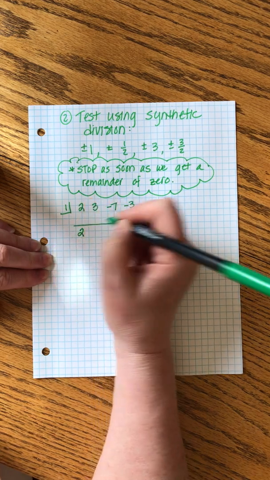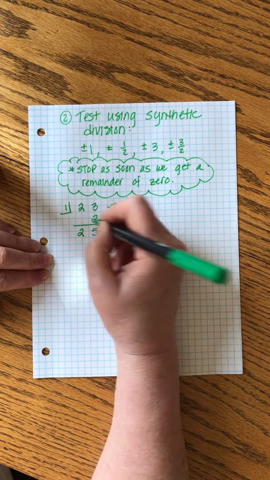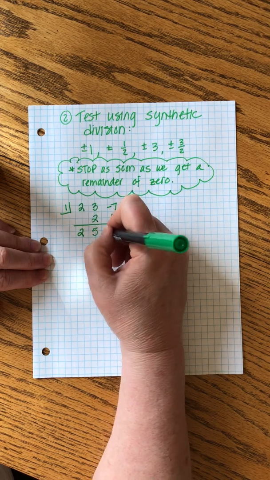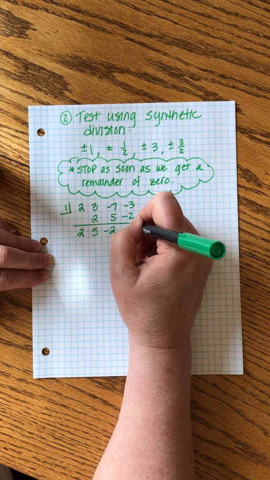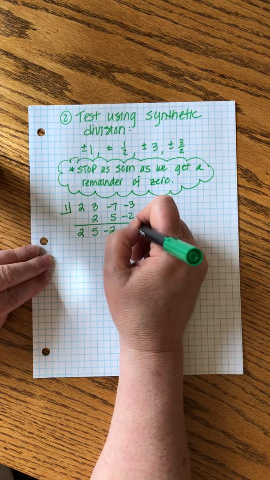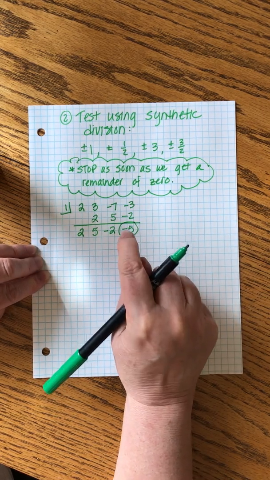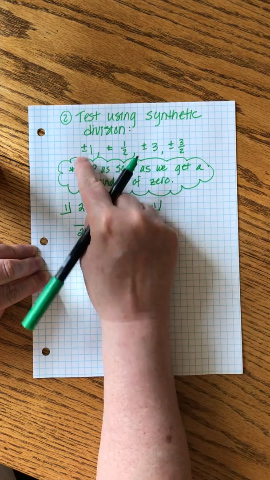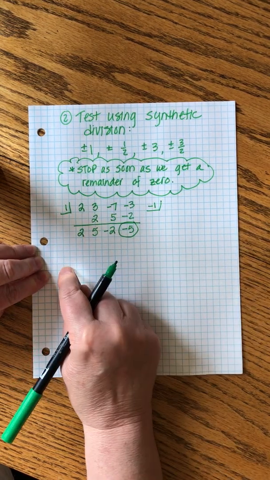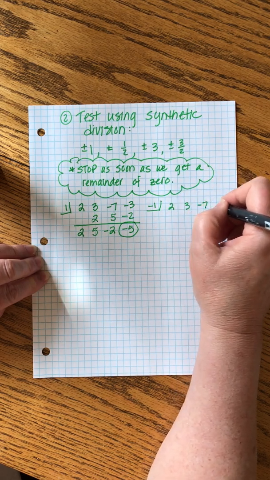We bring down the 2. 1 times 2 is 2. We always add. 1 times 5 is 5. And what I like to do is just circle my answer because that's where I want my attention to go. If I can get that to be 0, I'm good, but it's not. So let's do -1, right? I'm just going to go positive, negative, positive, negative. 2, 3, minus 7, minus 3.